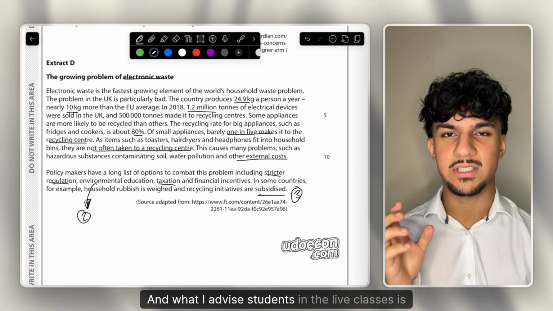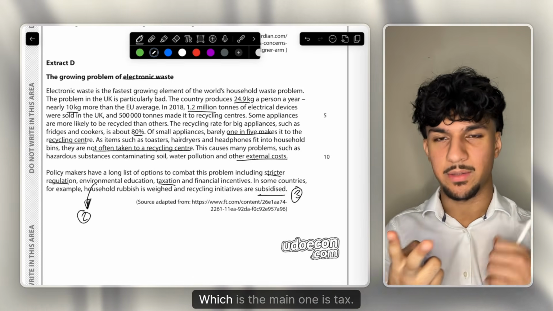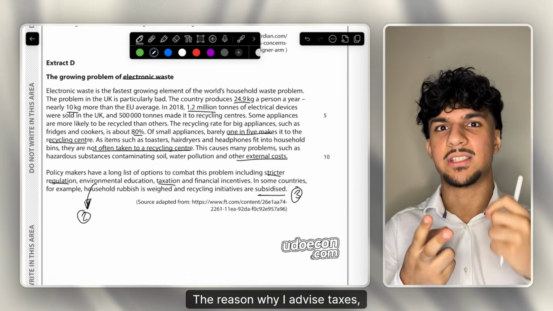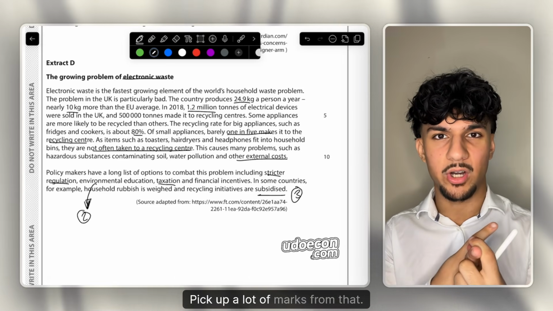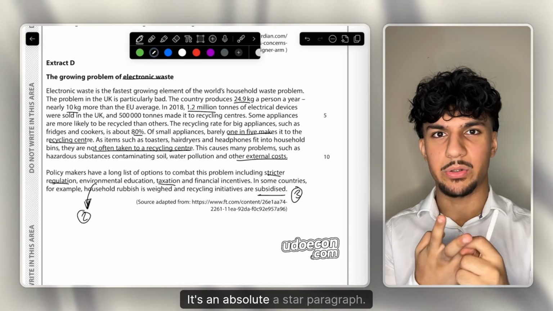And what I advise students in the live classes is, if possible, always use these 2 policies, and the main one is tax. The reason why I advise tax, massive chain of analysis. Of course, you can draw the diagram, the negative externality diagram with a tax, pick up a lot of marks from that. And if you've practiced that paragraph, you know how to implement the diagram. It's an absolute A-star paragraph.